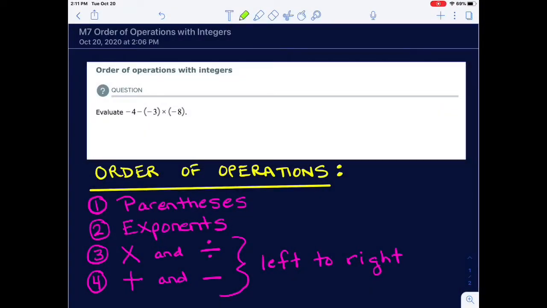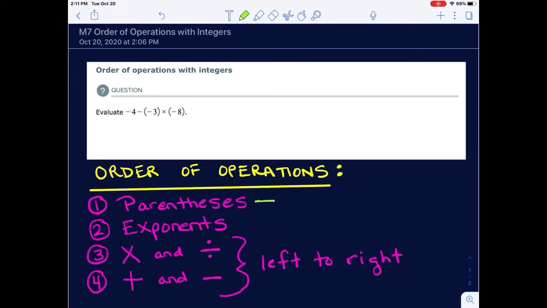Hi guys, let's talk about order of operations with integers. So this is just the way you have to do things to speak math language so that everybody gets the same answer. We have to do things in a certain order. So the first thing we're always going to do is address things that are in parentheses.